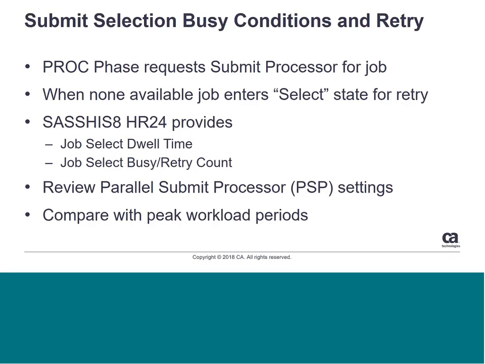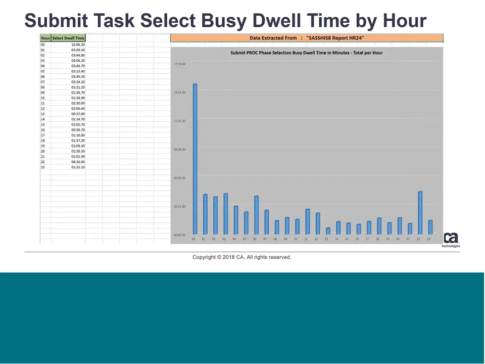And our HR24 report provides select dwell time as well as busy and retry count. So how many times did the system retry to get a submit processor to actually write that job out to an internal reader? If you're using PSP, parallel submission, and you get a lot of high busy retry counts, then you may want to have a look at your settings on PSP. And compare all of this information with your number of jobs being submitted, busy periods, peak periods of the day.